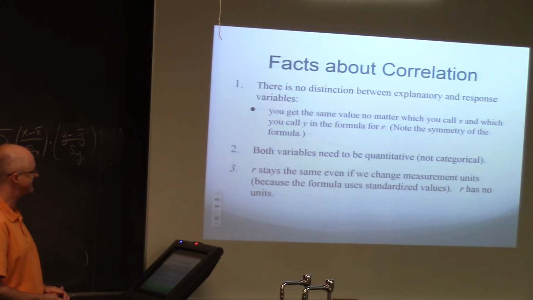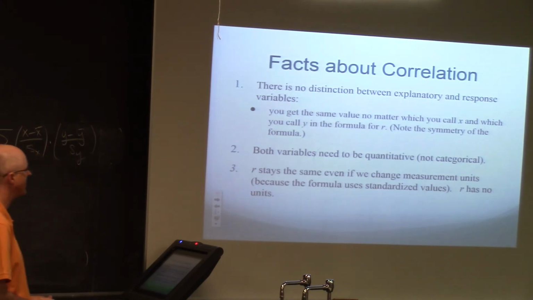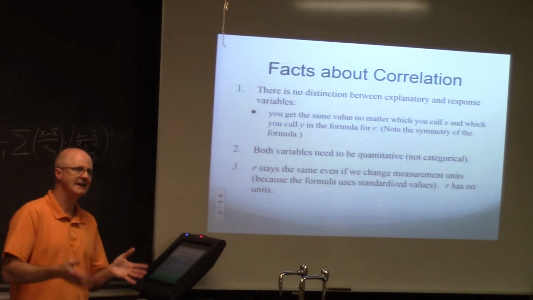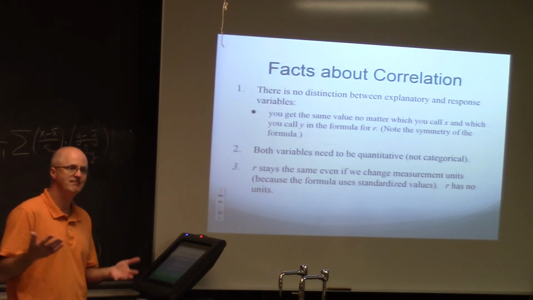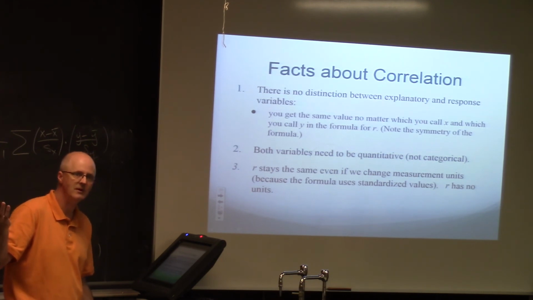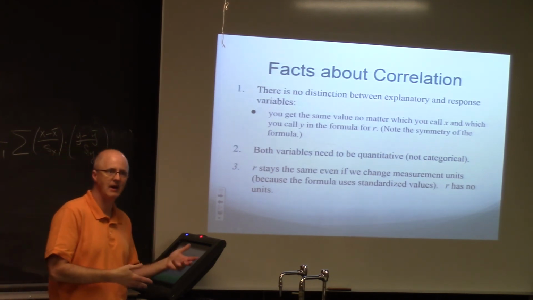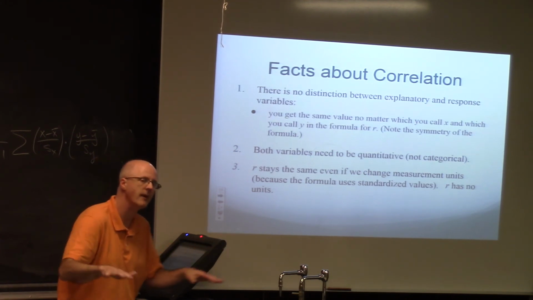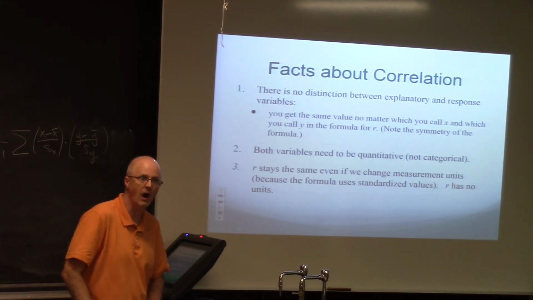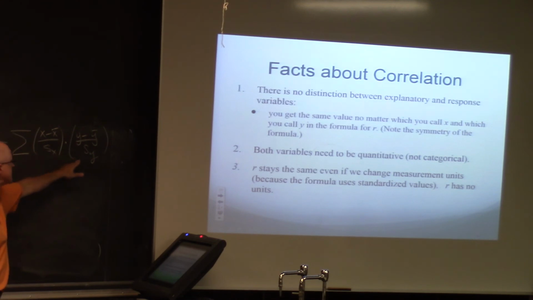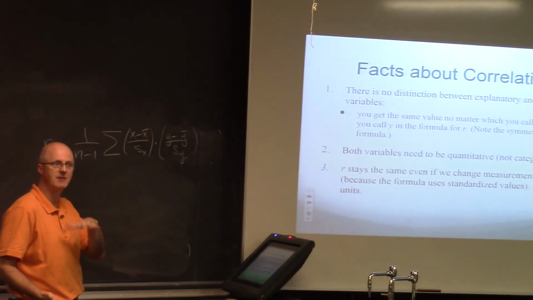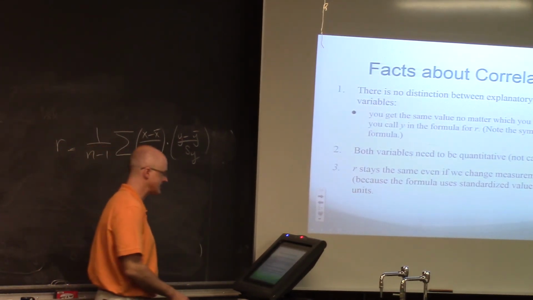Here's something real important and kind of subtle. R stays the same even if we change measurement units, and R itself has no units. For example, if your variables represent heights and weights, it doesn't matter whether you measure the height in centimeters or inches or meters or yards, whatever. And it doesn't matter whether you measure your weight in kilograms or pounds, although technically kilograms is a mass, but don't worry about that. You get the same correlation either way. That's good. That's what you would want. Basically the reason is because these fractions are standardized values. They're like z's in a sense. Take a value minus mean divided by standard deviation. And because of that, the units cancel.